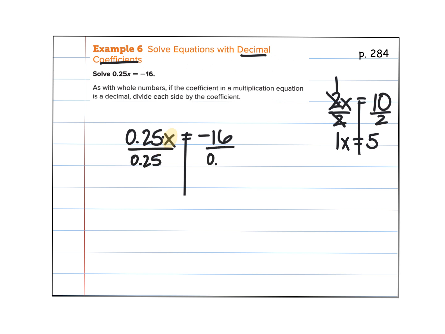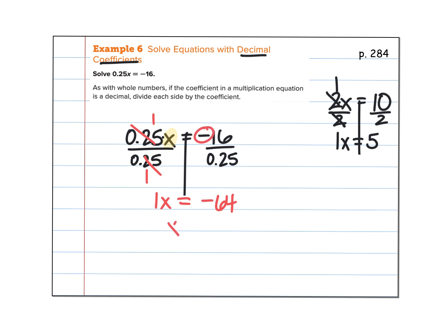And remember, whatever you do to one side, you have to do to the other. So on my first side, if I do 0.25 divided by 0.25, that's 1, or just 1x. And the other side, I'm going to do 16 divided by 0.25. And I get 64, and then I just need to be careful. It's negative.